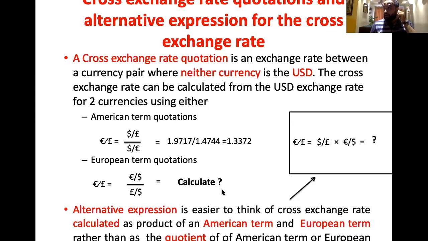For example, you are in England. You have 1,000 pound. Now you come to Vietnam. You want to convert your pound to Vietnam dong. Then you are using a cross rate exchange quotation. Maybe you are in a foreign country, so you are using cross exchange rate quotations to convert your pound to Vietnam dong. So none of the currencies is in USD. The cross exchange rate can be calculated from USD exchange rate from two currencies using either American terms or using European terms.